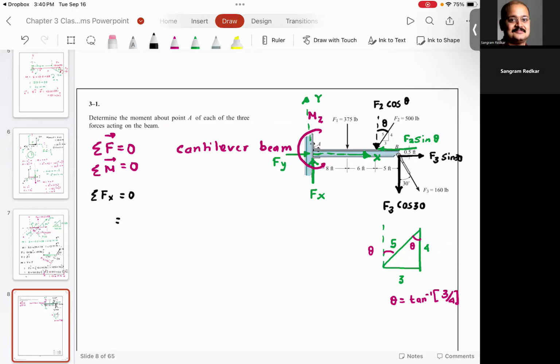Let's start from the left. Oh, I made a mistake. I'm going to call this fx, call this fy. So this is fx, fy. So fx. Can you see that Fx is aligned with the positive i direction? So this Fx is positive. Positive Fx. You agree with me?